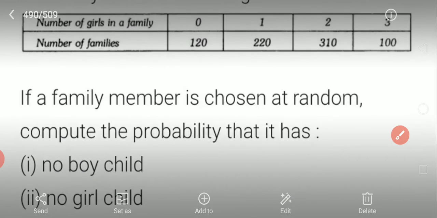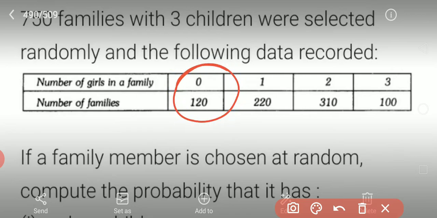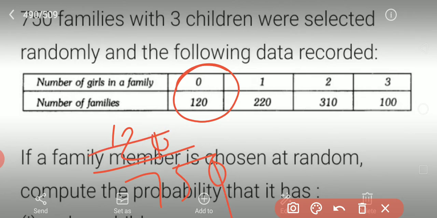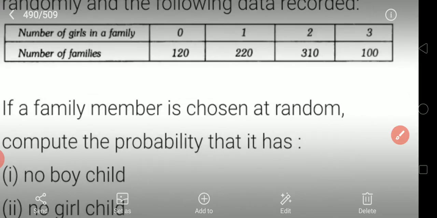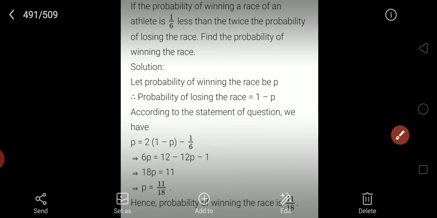And the second part is no girl child. It is the first condition. Here you can see no girl child. So it is 120 out of 750. So you can cut here, 3 4s are 12, 3 2s are 6, 3 5s are 15. This is 4 by 25, right? So this is the solution.